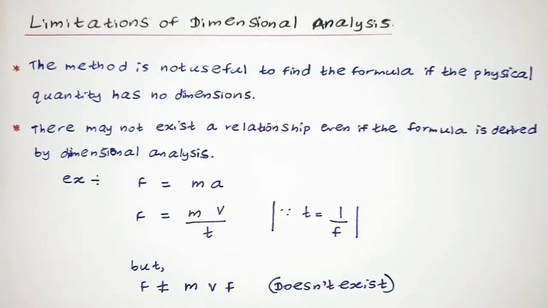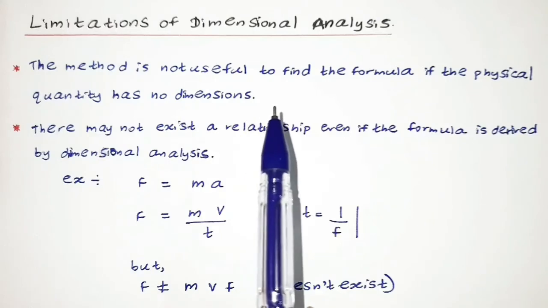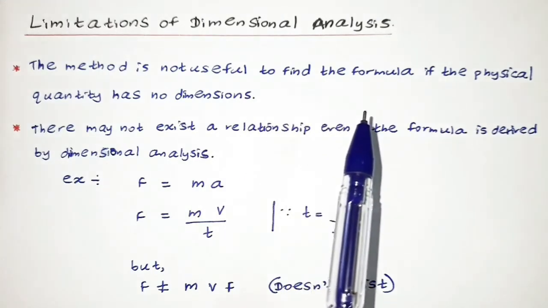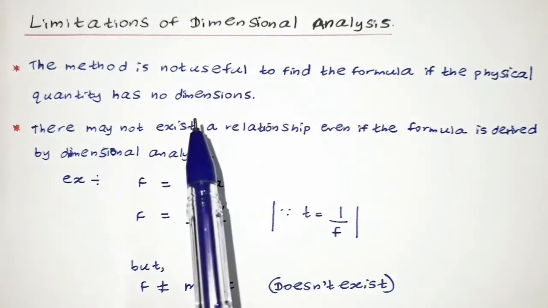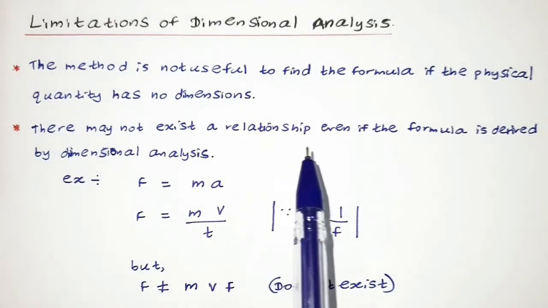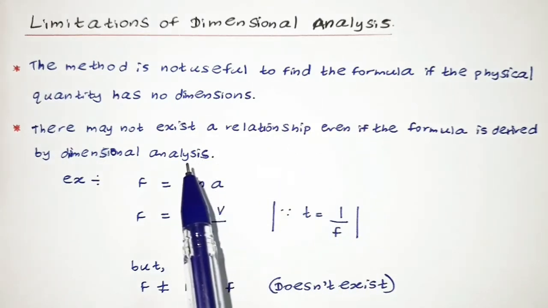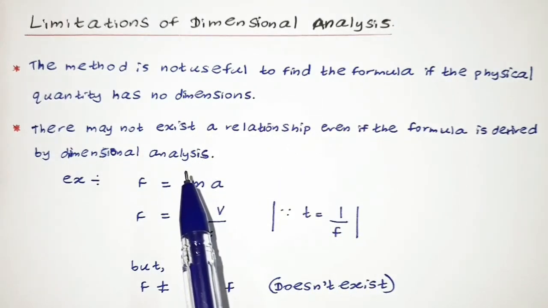Finally, we will discuss the limitations of dimensional analysis. The method is not useful to find the formula if the physical quantity has no dimensions. There may not exist a relationship even if the formula is derived using dimensional analysis.